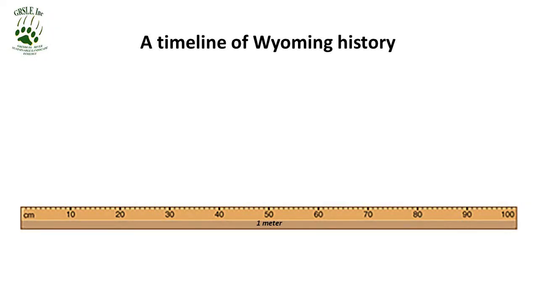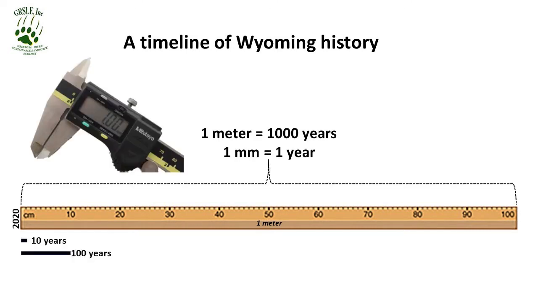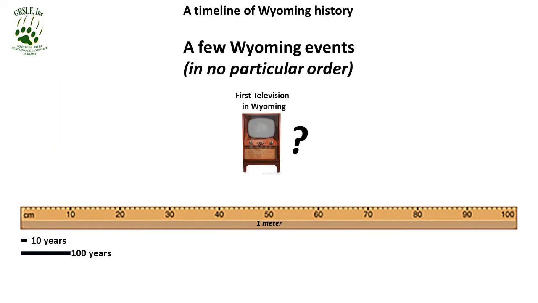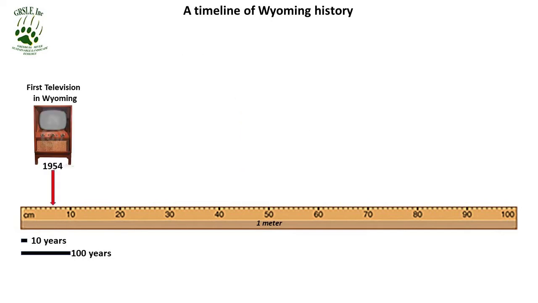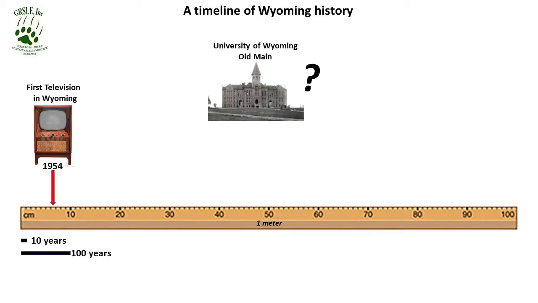This is a quick overview of some events in Wyoming history and how that relates to what archaeology can tell us. In it, it converts distance, 1 meter equals 1,000 years, into time, so that 1 centimeter equals 10 years. It looks at events in Wyoming history, has people guess when they are, and then place them on the timeline. First television in Wyoming, 1954.